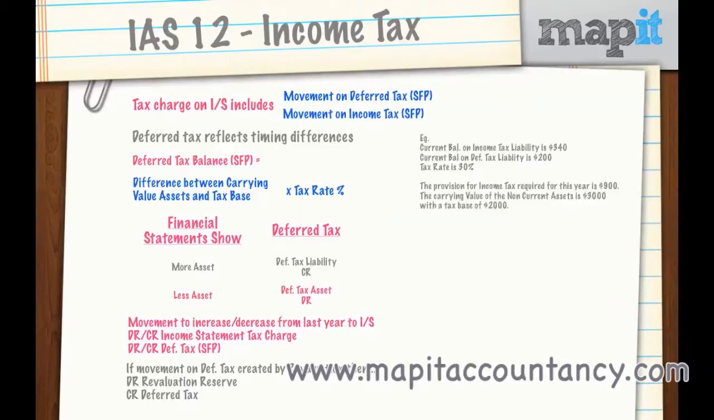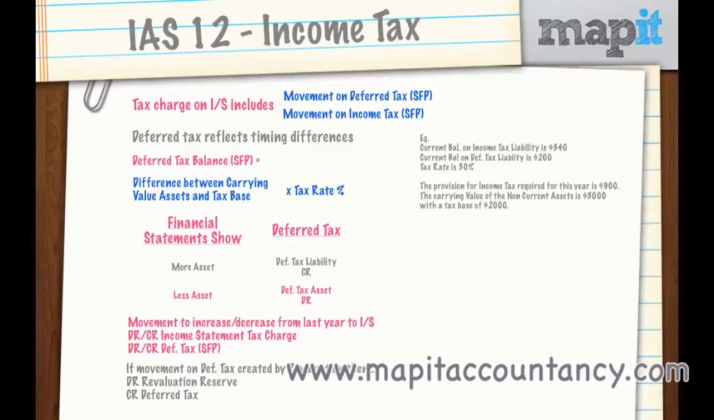Let's just show you a simple example. This is quite similar to the type of note that will come up on question 2. So we're told that the current balance on our income tax liability is 340. The current balance on deferred tax is 200 and it's a liability. And the tax rate is 30%. So we would be given a trial balance showing those balances on income tax and deferred tax.